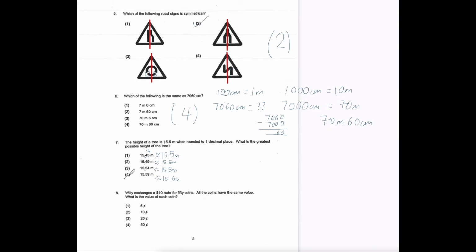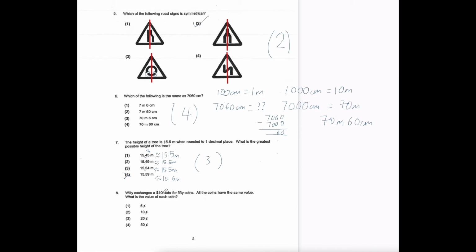And so this is definitely out. And between these three, which one is the greatest? 15.45. So my answer is 3. Okay, because my tenths place is a digit 5, which is bigger than 4. Okay, so very straightforward. Let's move on together.